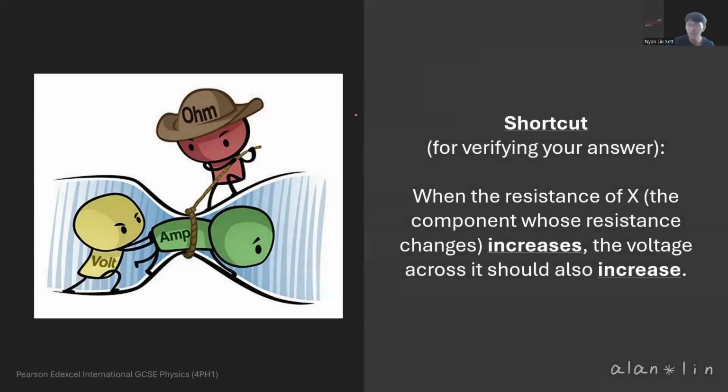And this is an intuitive approach that I like to use to recheck whether my final answer for the voltage across the resistance changing component is correct or not. Now in the circuit, the voltage is what pushes the current, and the resistance is a factor that is limiting the current. So when the resistance of that variable resistor or LDR or thermistor increases, the voltage has to work extra hard to push the current through the component. So if the resistance of the variable resistor increases, the voltage across that will also have to increase.